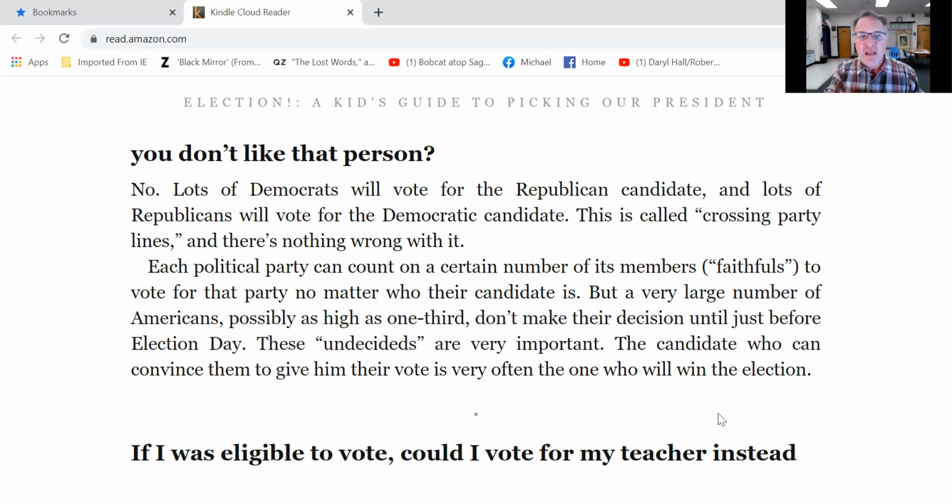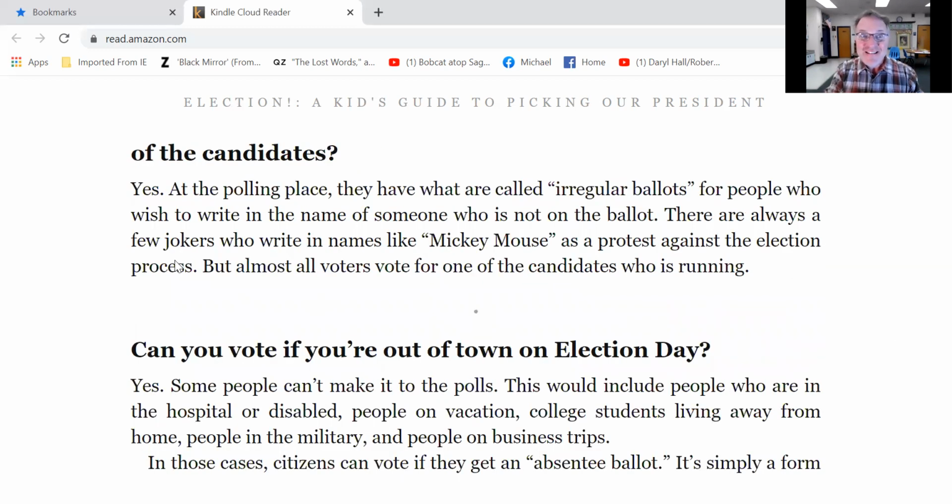If I was eligible to vote, could I vote for my teacher instead of the candidates? Yes. At the polling place, they have what is called irregular ballots for people who wish to write in the name of someone who is not on the ballot. There are always a few jokers who write in names like Mickey Mouse or a protest against the election process, but almost all voters vote for one of the candidates who is running.